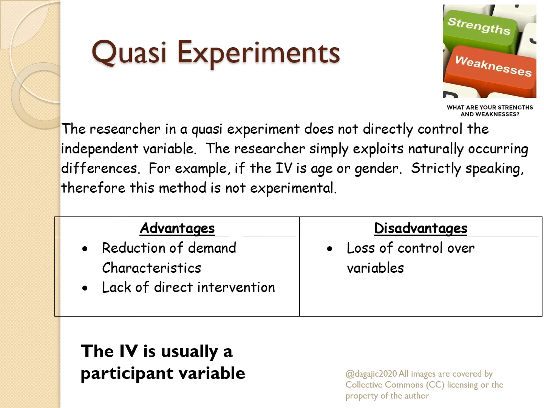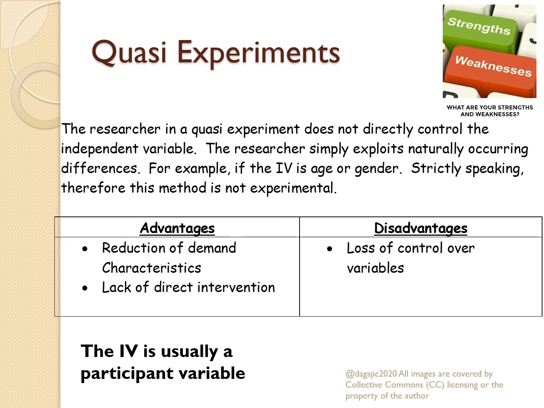A quasi-experiment, again, the IV is not manipulated by the researcher, it occurs naturally, but this time the IV is a participant variable, so it's things like age or gender. Those are the groups. So if you wanted to look at whether males were more aggressive than females, that would be a quasi-experiment because people already were male or female. So strictly speaking, this method is not experimental, but you'll still see examples of this.